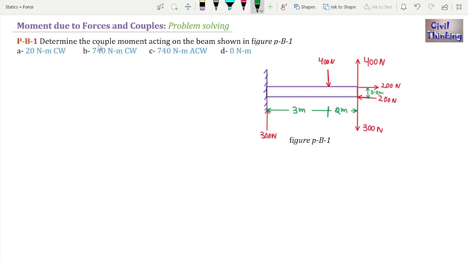Determine the couple moment acting on the beam. Now we have a beam here and we have to find the couple moment. Okay, now what is couple moment? Before understanding couple moment, let's first understand what is a couple.